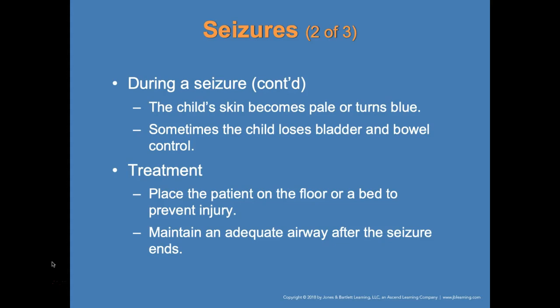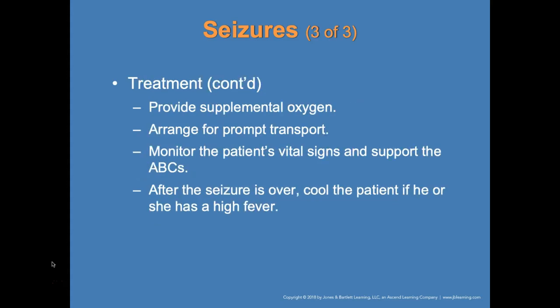For these patients, we need to place them on the floor or on a bed to prevent any further injury, and move anything away from them so they don't harm themselves. Maintain an adequate airway after the seizure ends. Make sure their respirations are good. Provide supplemental oxygen. Arrange for prompt transport. Monitor those vital signs and support the ABCs. And if they are running a fever and we believe that's what's causing the seizure, we need to try and cool that patient. Seizures caused by high fevers usually only last about 20 seconds. So we need to be prepared for treating them after they come out of the seizure.